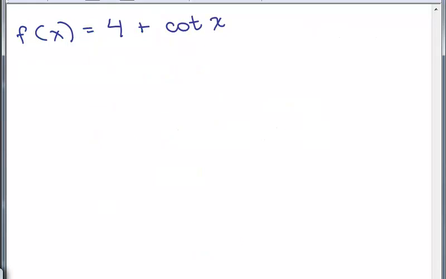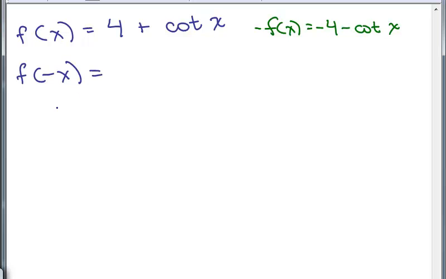All right, next one. Let's write down on the side what negative f of x would look like. It would just have a minus in front of both of those, right? It'd have a negative 4 and a negative cotangent of x, because you'd have to distribute your negative sign. So just keep that in mind. All right, so let's figure out what f of negative x is. I'm going to replace x with negative x. So I'm putting in negative x for x.